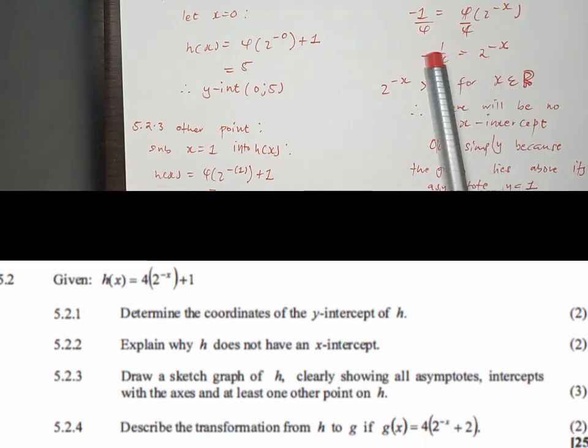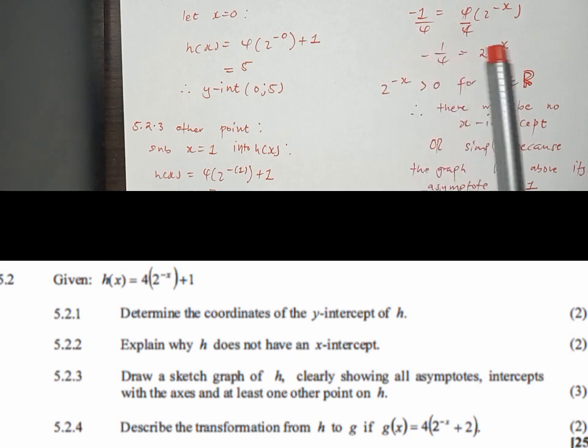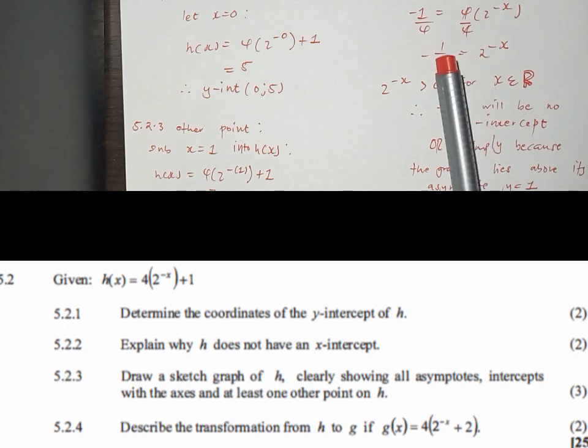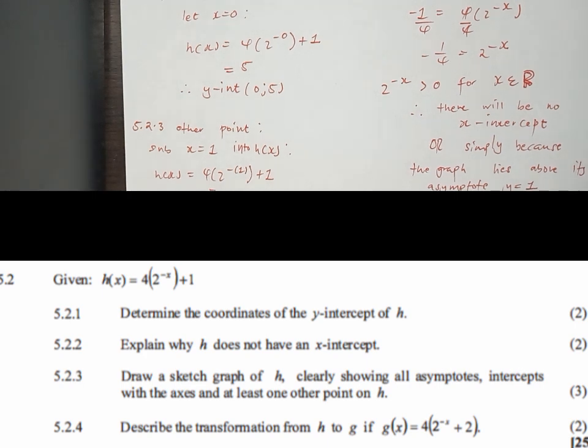This whole scenario here, when you go back to your exponent laws, this right here is impossible. How do I know it's impossible? Well, here's another way of checking whether it's possible or impossible. So 2 to the power negative x is greater than 0 for all x element of all real numbers, for all real x values.